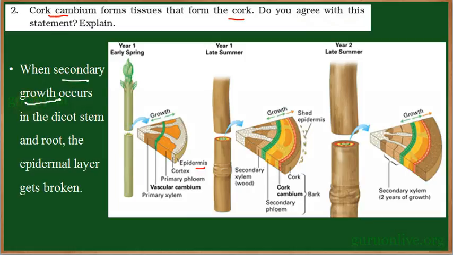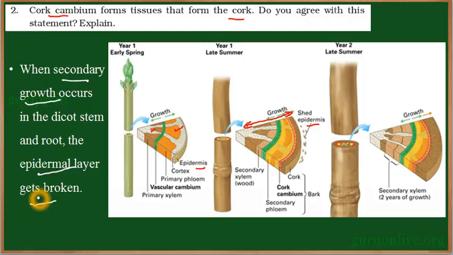But when secondary growth takes place, new xylem and phloem tissues will be added. So more and more cells are added inside the plant body, and the growth is increasing. This creates pressure on the outer epidermis, and as a result the outer epidermis breaks and is removed. So as the secondary growth takes place, the epidermal layer gets broken down and the cells are removed.